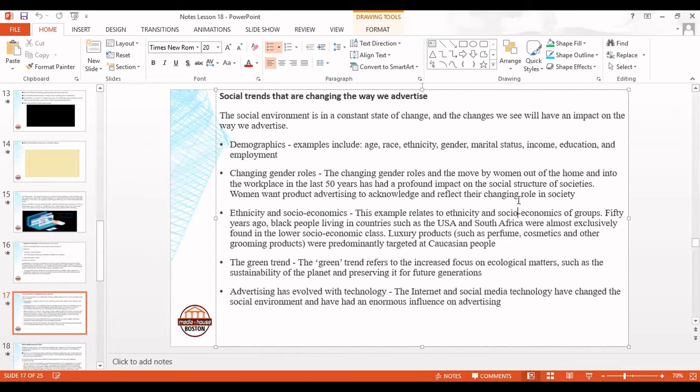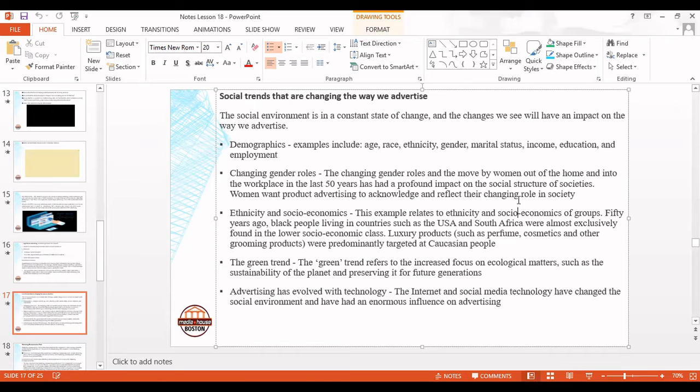We are having perfumes, cosmetics, and other grooming products that also target Black people, that also target Indians, that also target Chinese. Okay. This is how the advertising industry is changing now. All those stereotypes that used to happen during the apartheid era, they are no longer there. Things are changing. We are seeing more Black people participating in adverts.